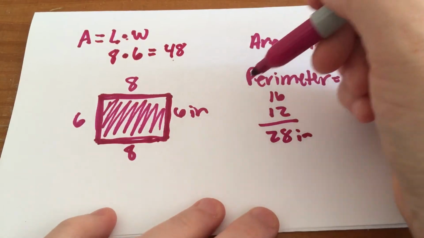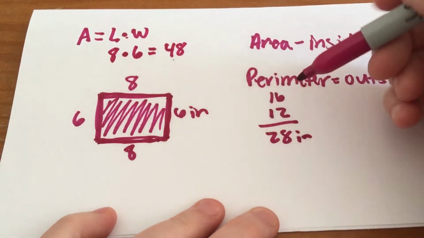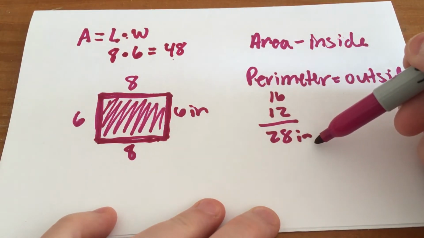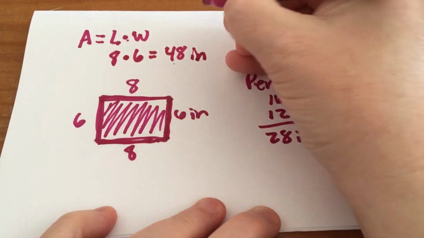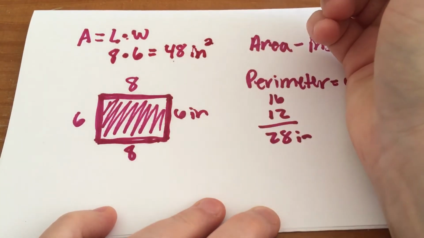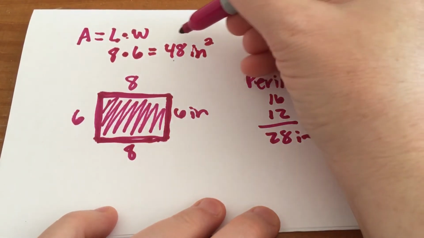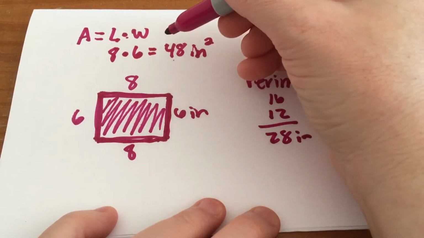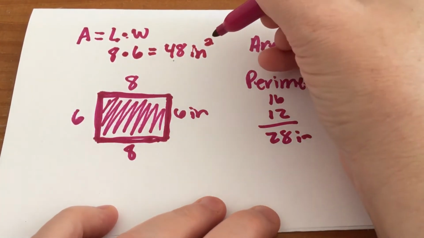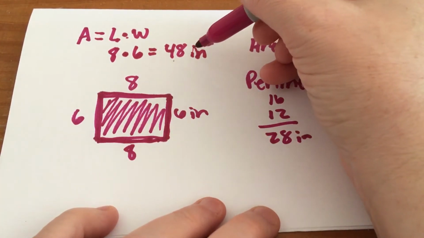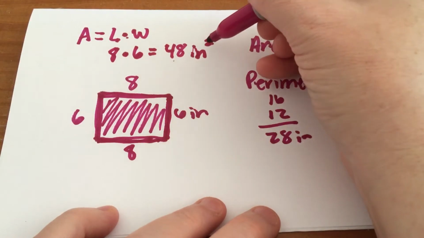Now you label area differently as well. Perimeter, you just label it inches. Area, you do label it inches, but you have to add this little squared here. And that way we know when we're looking at this number, we're not talking about the perimeter, we know that we're talking about the area. So remember, when you're labeling area, always label it squared.